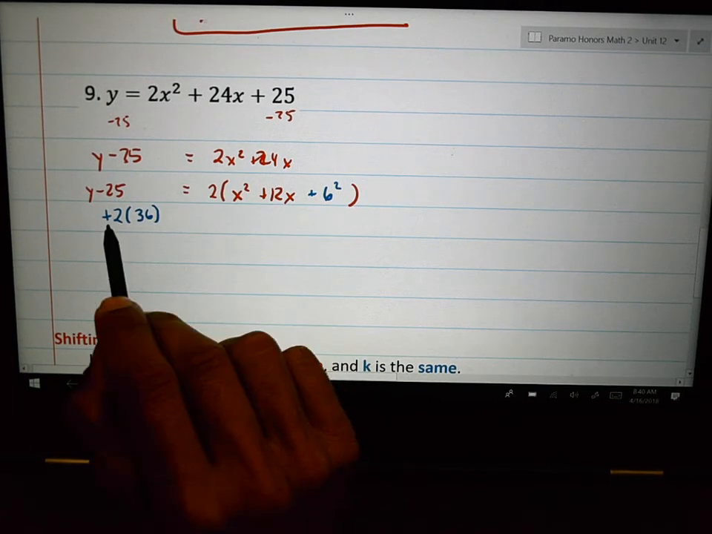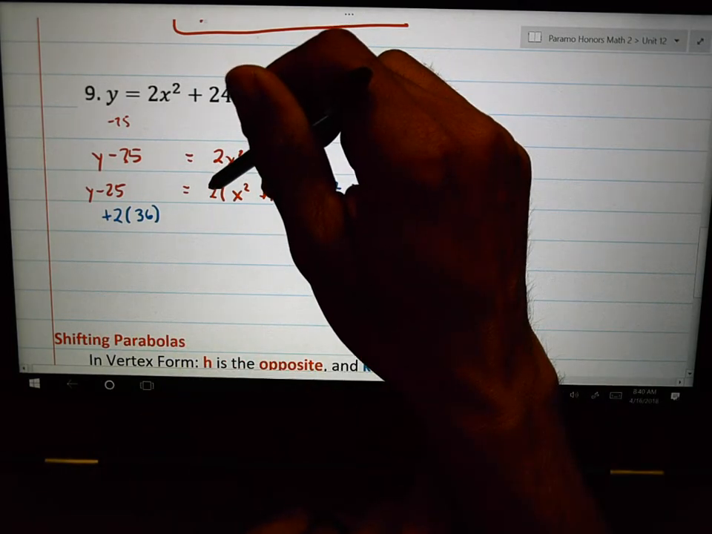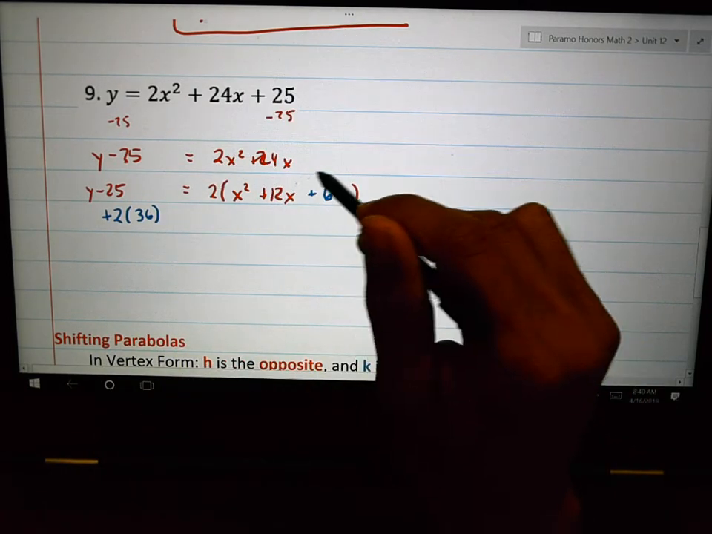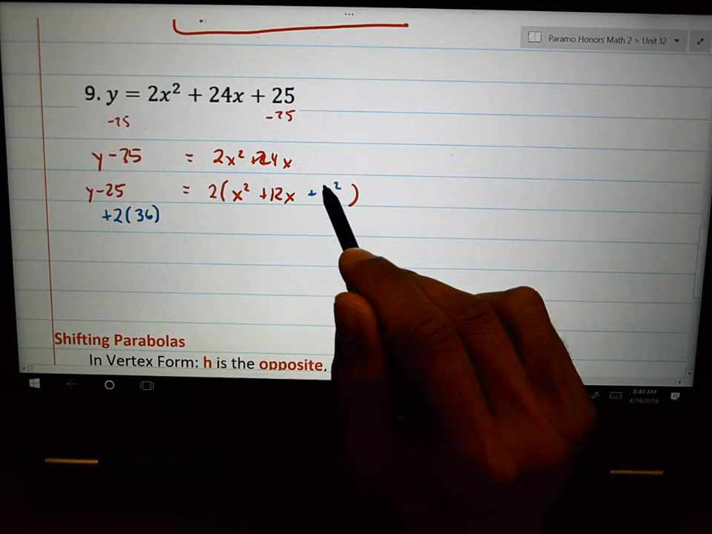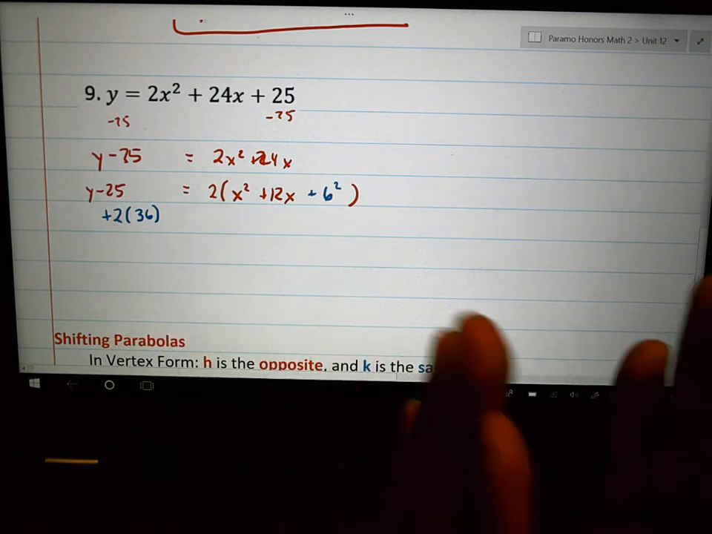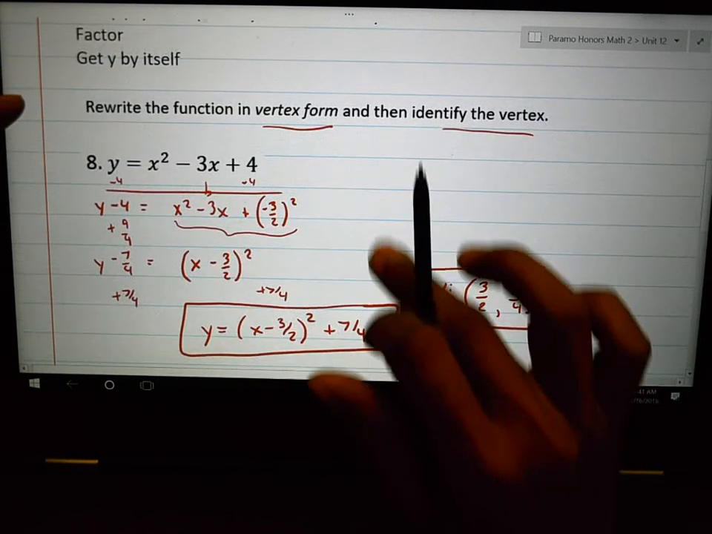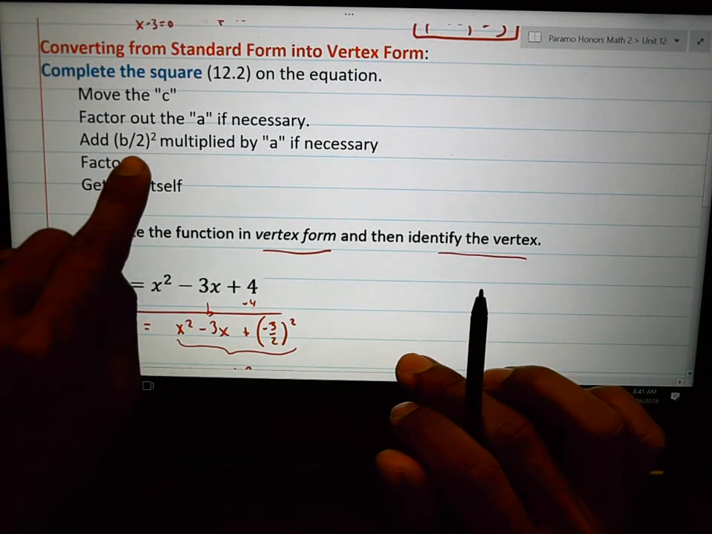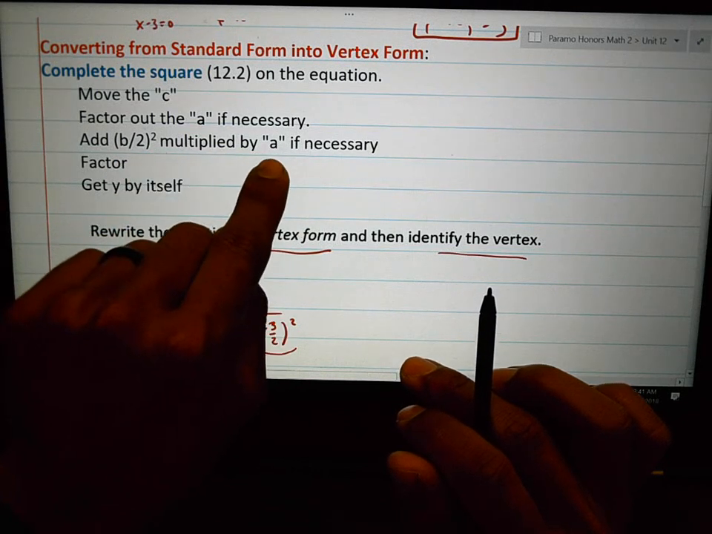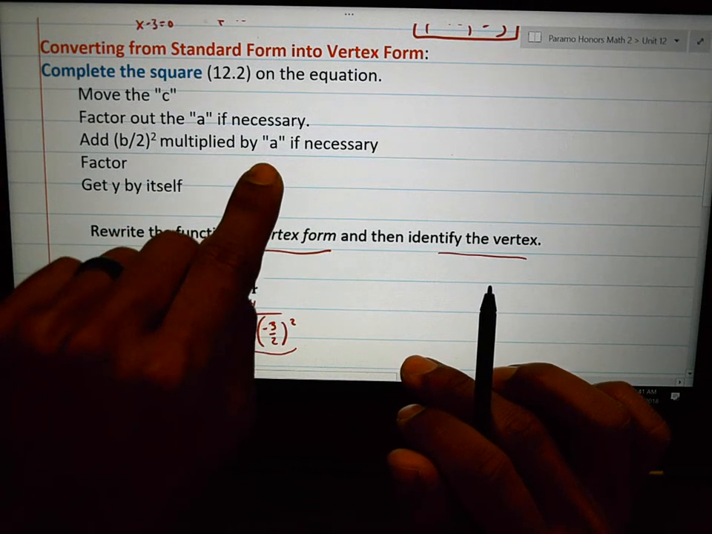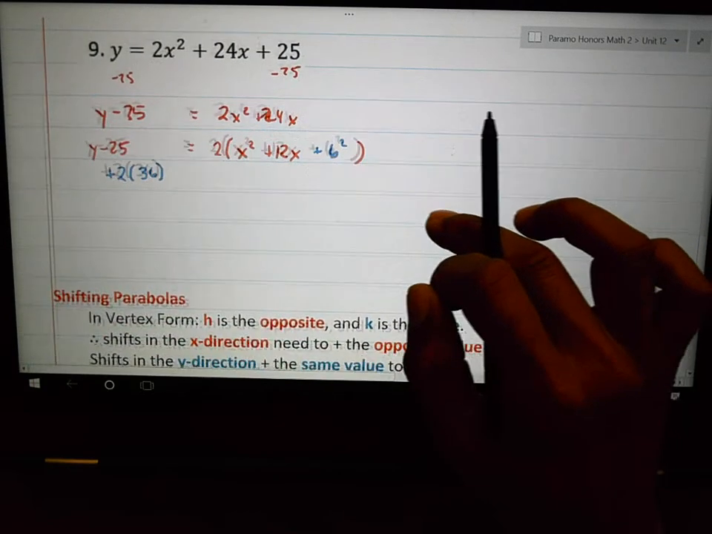This 2 is here because there's still this GCF out front. And earlier, it was a blank spot right there, and I'm not adding 36. I'm adding 2 times 36. Whatever I do to the right side, I have to do to the left, which is why in your directions I said add half of b squared multiplied by a if necessary. That GCF of an a, sometimes you have to multiply by it. That's where this comes into play.